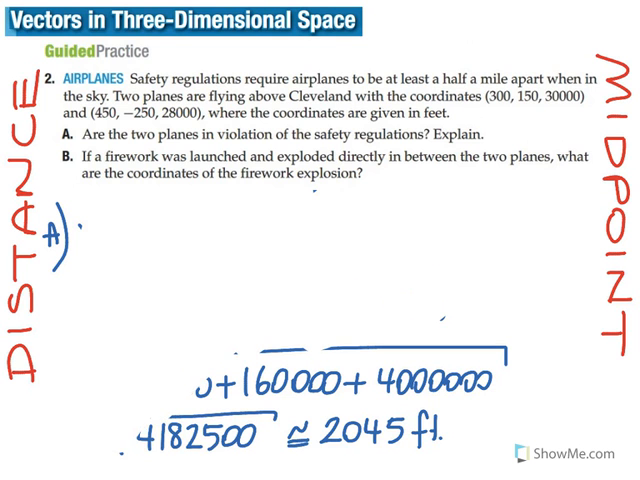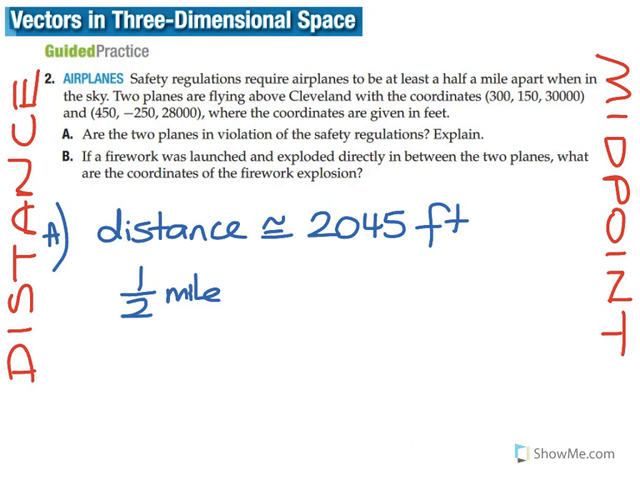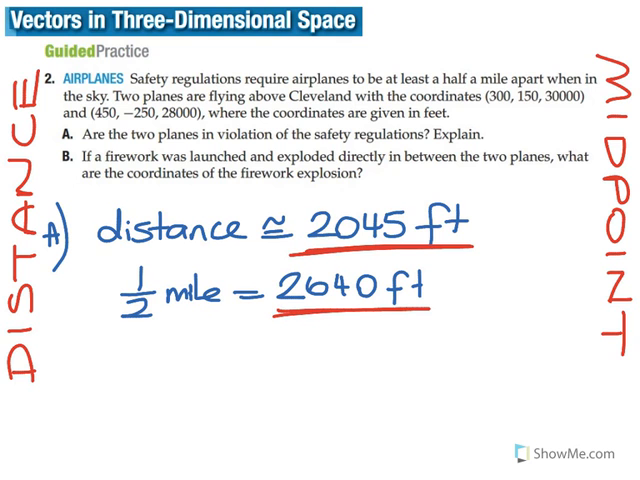So the distance between those two planes is 2,045 feet. Now, how many feet is half a mile? Actually, half a mile is 2,640 feet. You see? And this means these two planes are violating the safety regulations because they are closer than the regulation tells us. So this means they are violating the regulation.